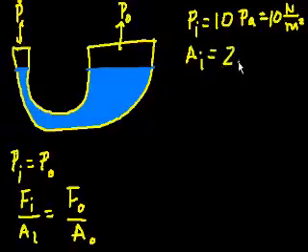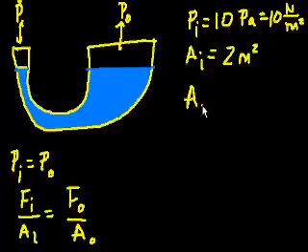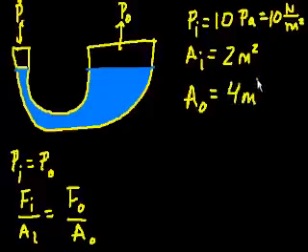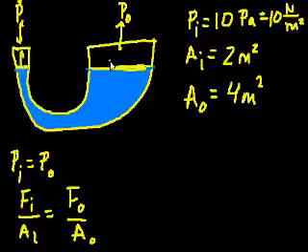Let's say my input area is 2 square meters. So if I looked at the surface of water there, it would be 2 square meters. And let's say that my output area is equal to 4 meters squared. So what I'm saying is I can push on a piston here, and the water is going to push up with some piston here, right? So first of all, I told you what my input pressure is.